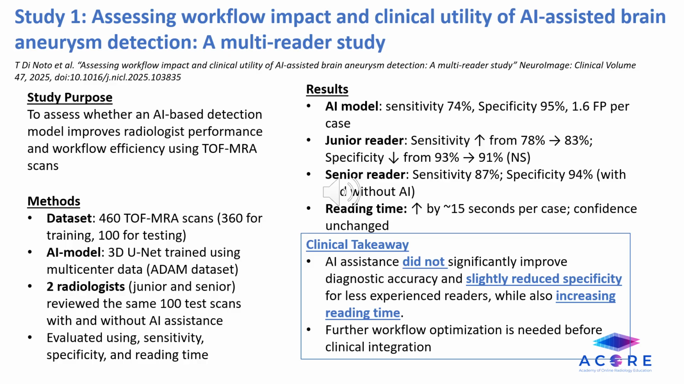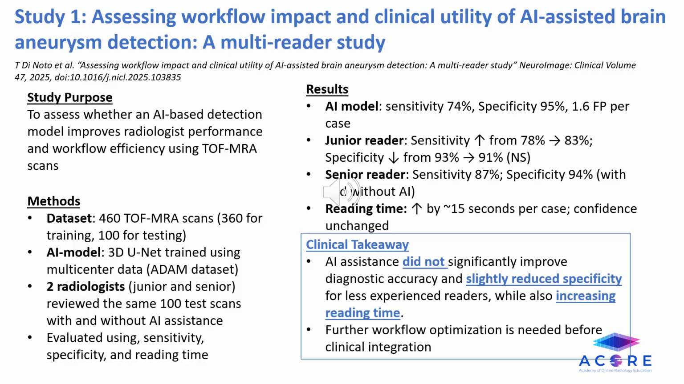The first study, by Dina et al., published in Neuroimaging Clinics in 2025, examined how AI affects both radiologist performance and workflow efficiency when reading time-of-flight MR angiography or TOF MRA scans. TOF MRA is a specific type of MR angiography that doesn't use contrast dye. It visualizes flowing blood as bright and stationary tissue as darker, allowing clear visualization of vessels. It's commonly used to screen for intracranial aneurysms, but can sometimes miss very small aneurysms or create flow-related artifacts, which makes it an interesting area to test AI assistance.